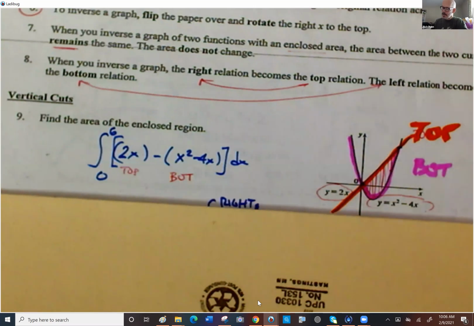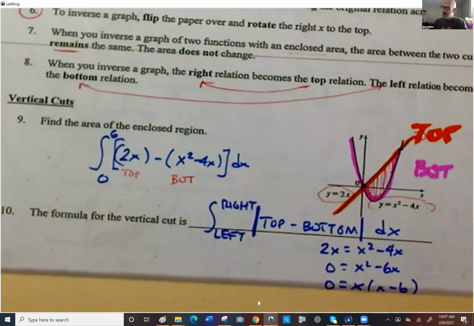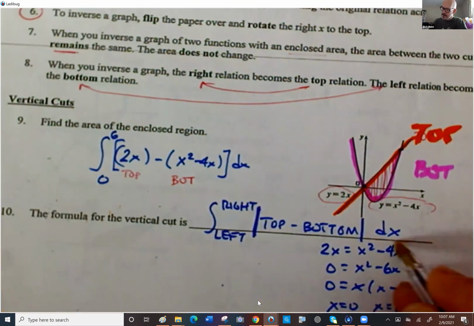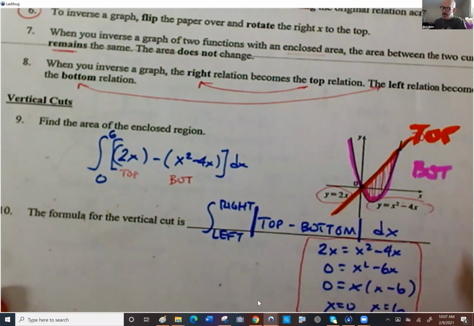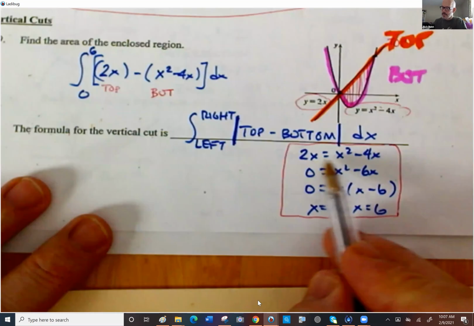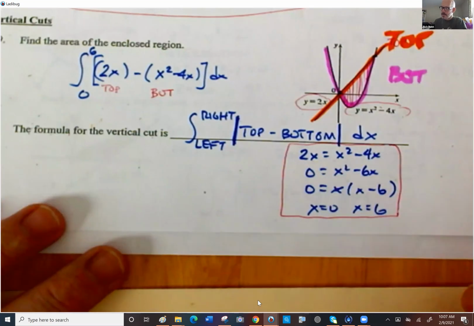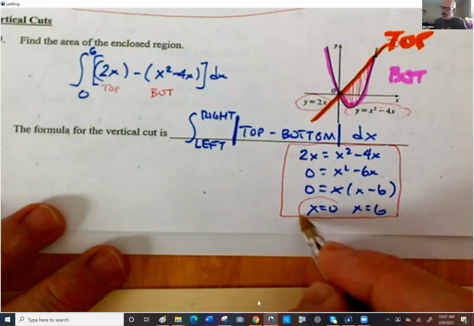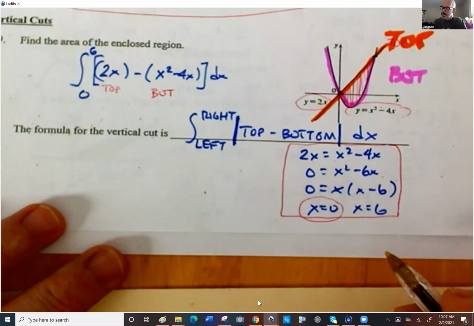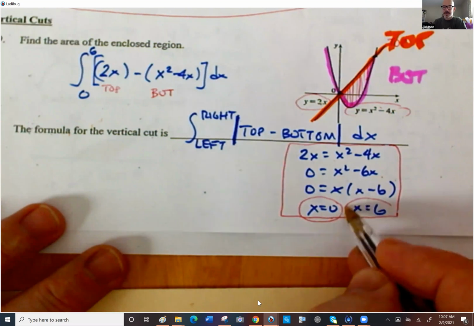Intersection of this one, we can find that by, and that's shown right down here. I went ahead and set these two equal to each other. 2x equals x squared minus 4x. Subtract the 2x from both sides, factor out the x, and you can see we're going to have to integrate this from 0 to 6.